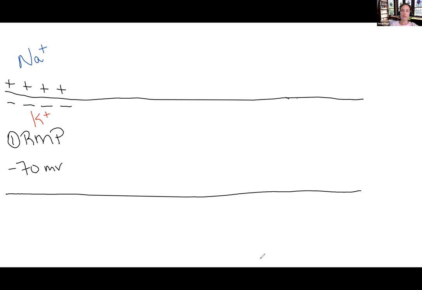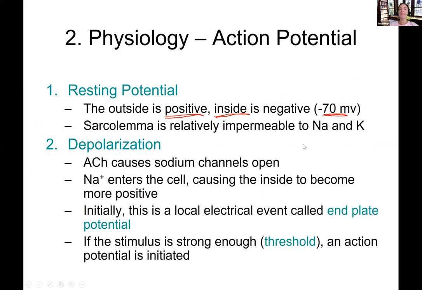Okay, so now let's flip back to our PowerPoint. So what happens when it sends a signal? How does that happen? The first step in getting an action potential, or sending a signal or an impulse, is something called depolarization. This is what happens when the muscle identifies acetylcholine in the synaptic cleft. So when an impulse comes down a neuron and it releases acetylcholine and the muscle picks it up, that sarcolemma becomes depolarized. So acetylcholine is going to cause sodium channels to open.